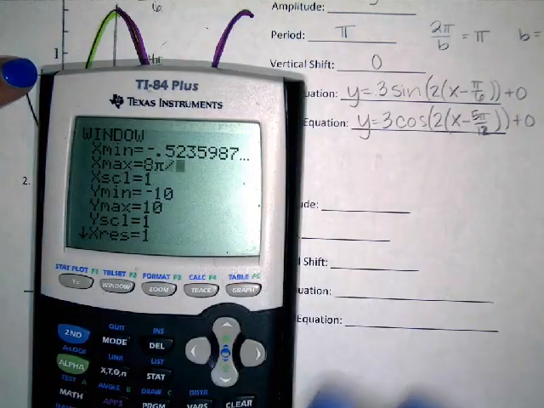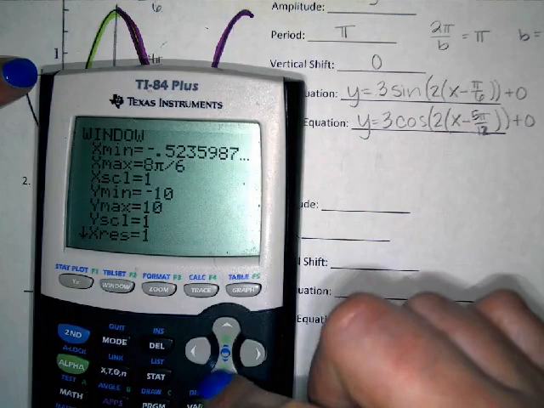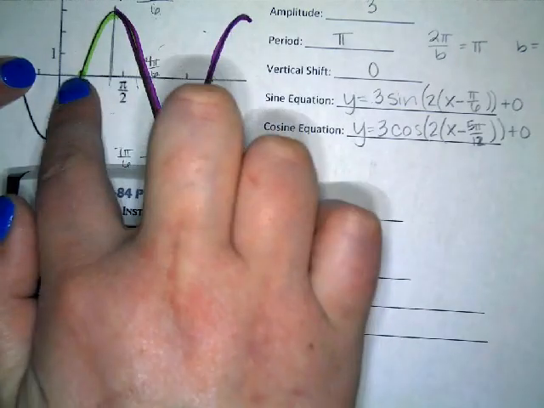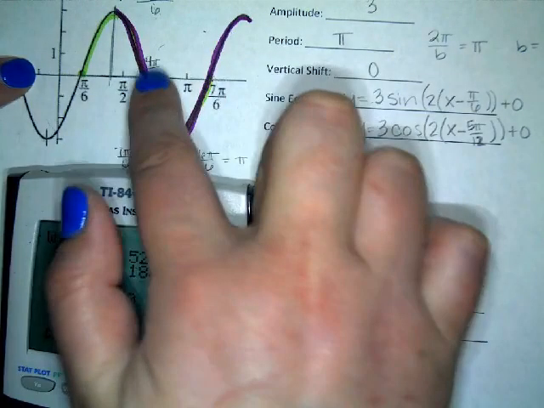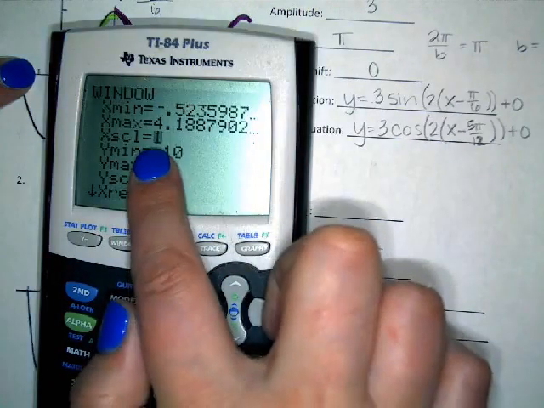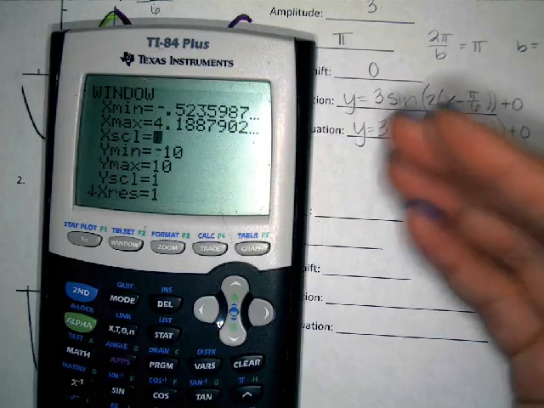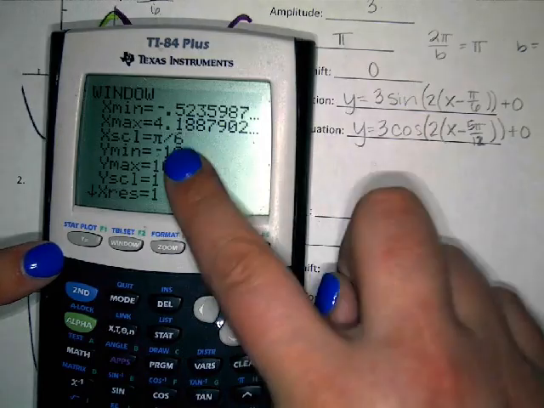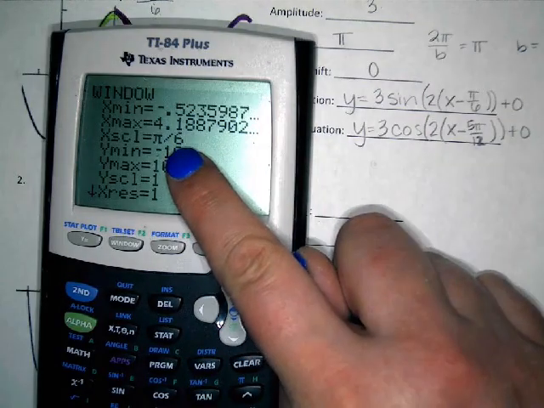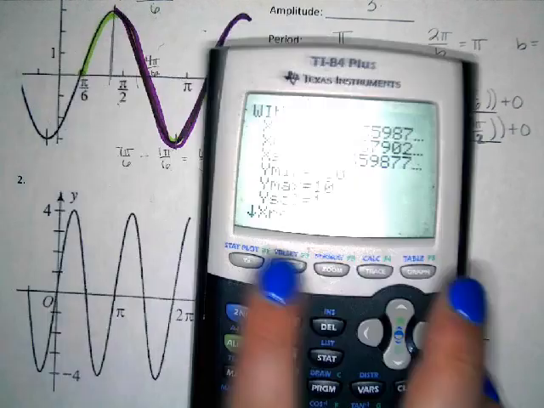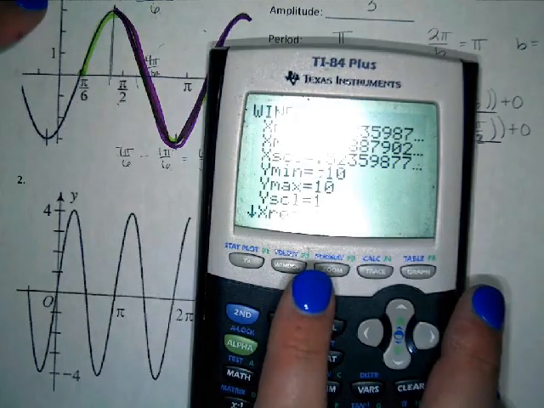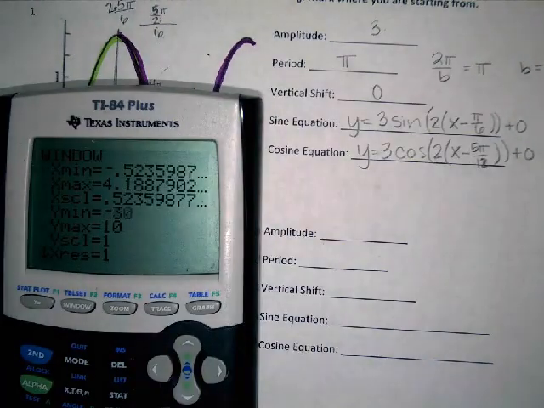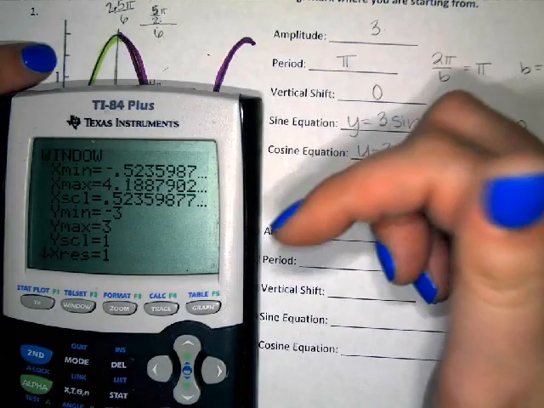For my scale, you can see that since it says pi 6 right there, each of these little dashes is going by pi 6. So I don't want to go by ones because that's going to confuse me. It's going to be a different scale than what's on my paper. So since my paper goes by pi 6, I'm going to have my scale go by pi 6. Everyone see that? Okay. Now for my y's, my y goes down to negative 3 and up to positive 3. My scale for the y's goes by 1, so I'm going to leave my scale as 1.